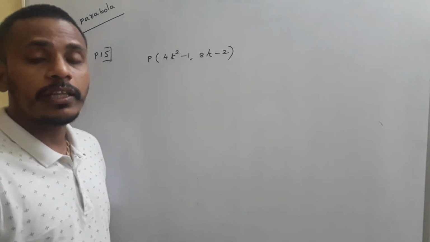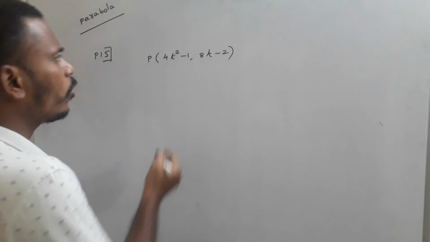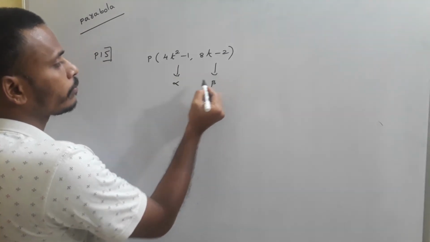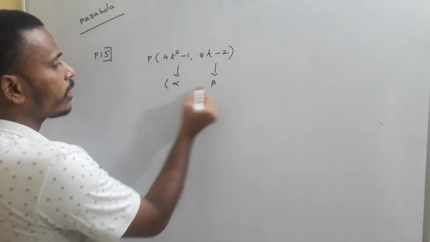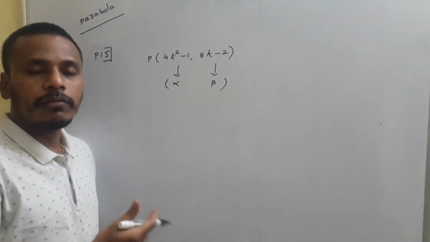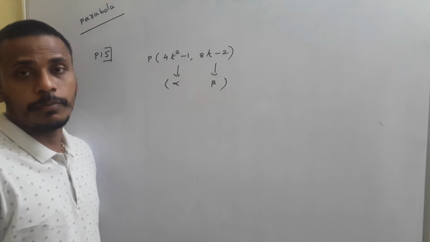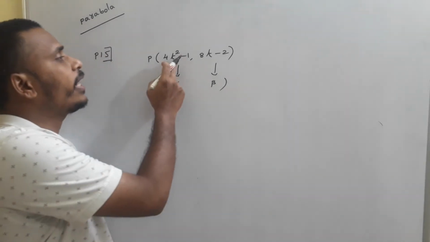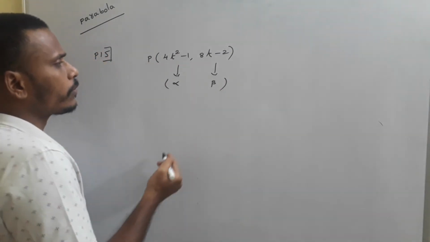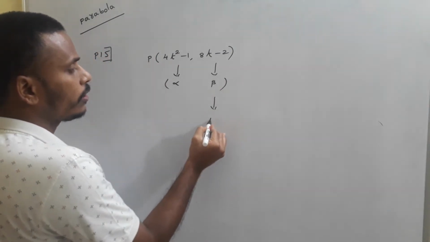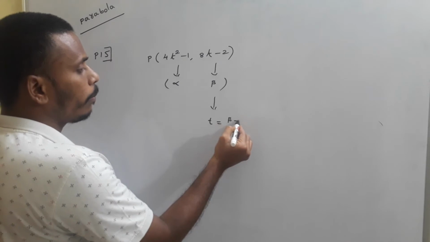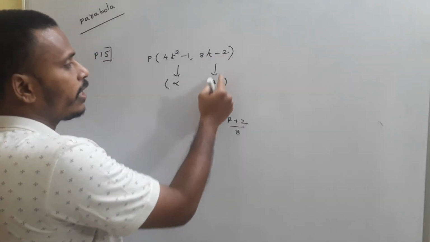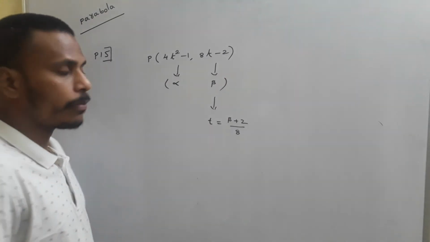So how to find the locus of a point? To find the locus of a point, take it as alpha, beta. Usually take the locus point as alpha, beta. Now we need a relation between alpha and beta. So you just generate that relation by eliminating t. From this, what is t? t is equal to (beta plus 2) by 8, since 8t minus 2 is beta.